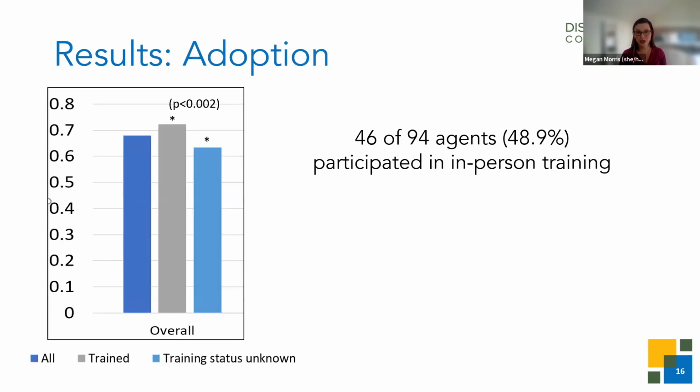Next, looking at adoption, 46 of our 94 agents, so almost half of our agents, participated in in-person training. The other agents were given access to the training through the agents' online education platform or portal, which we posted all of our education materials there. So they had access to that.